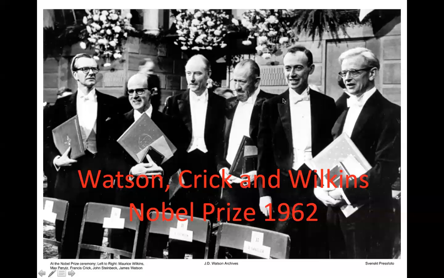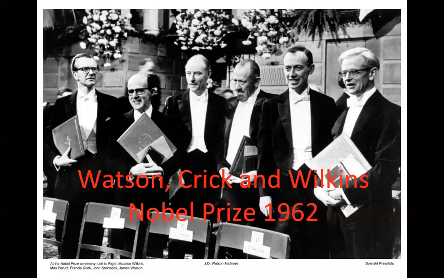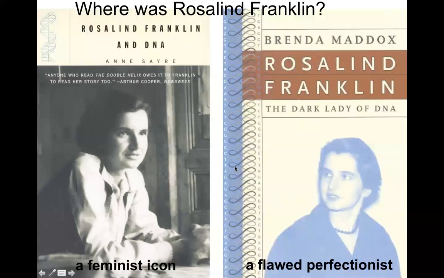So why was this Nobel Prize not shared with Rosalind Franklin? Because she died in 1958, whereas they got this Nobel Prize in 1962. So it was not awarded posthumously, meaning after death, it was not awarded to Rosalind Franklin. So that's why she is known as a feminist icon. She is the flawed perfectionist.